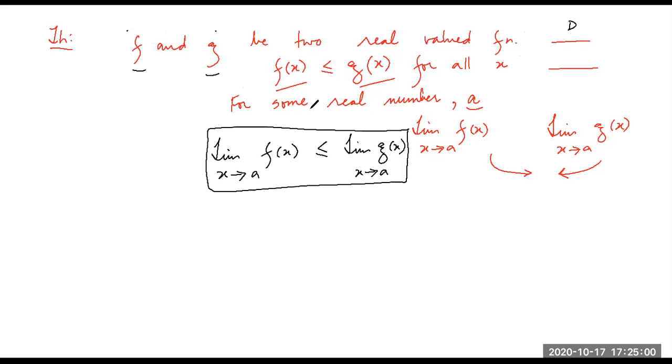So in such a way that f of x is less than or equal to g of x for all x in the domain of definition. Then for some real number a, if both limits exist, then we can definitely say limit of f of x, x approaches a, is less than or equal to limit of g of x as x approaches a. All right. So here it is demonstrated like this.